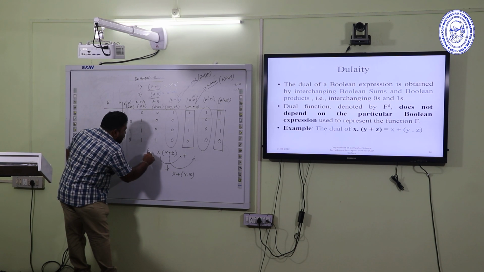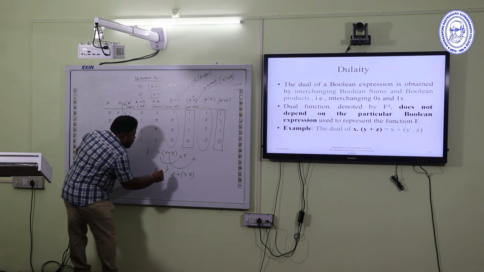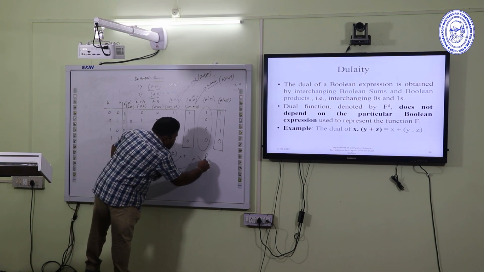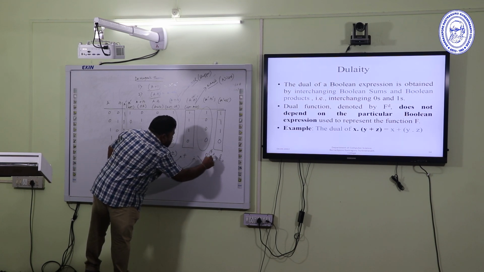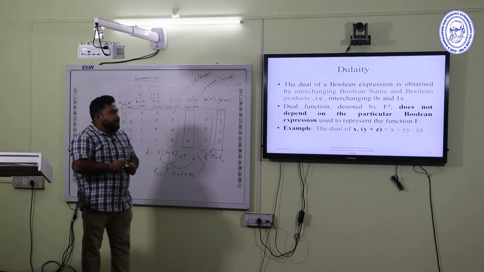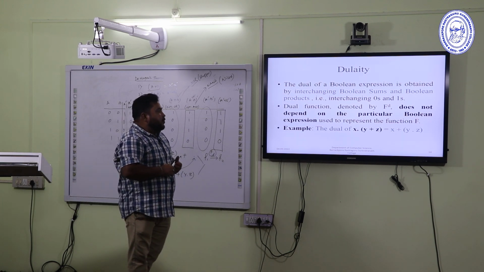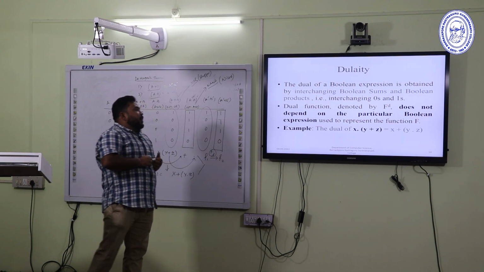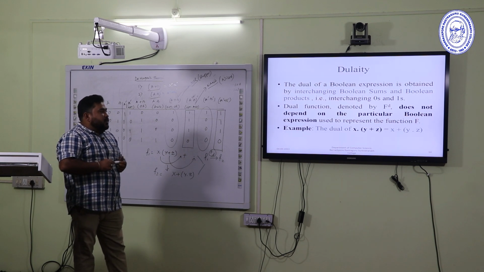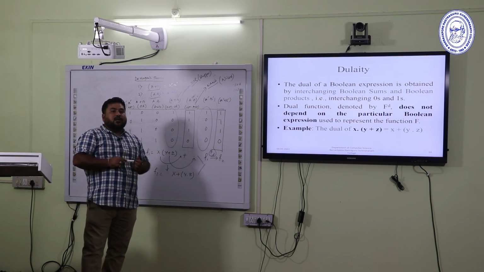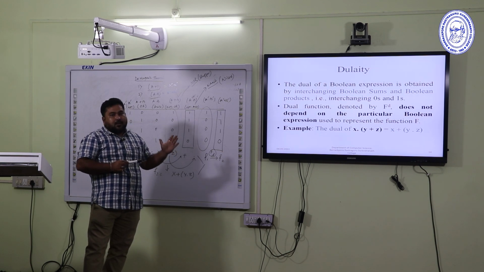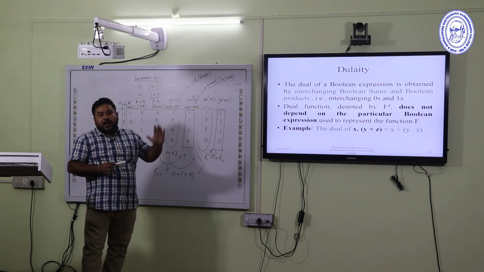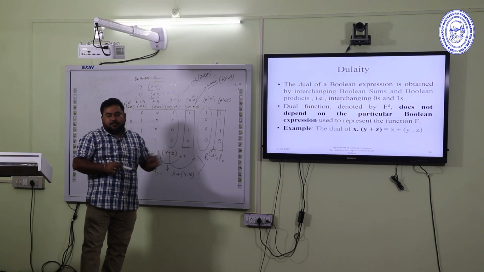If we take f1 and this is f2, we can say that f2 is the dual of f1, denoted by fd. The dual function doesn't depend on the particular Boolean expression used to represent the function f, but it means interchanging Boolean sum with Boolean product and Boolean product with Boolean sum.